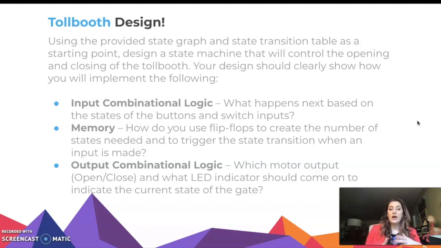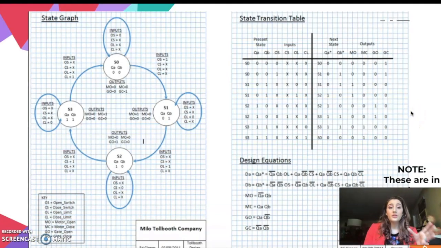Your memory, so how you use flip-flops to create the number of states needed and to trigger the state transition. And then your output combinational logic, so which motor output, open or closed, and what LED comes on at the end of your state. So here are the state graph and state transition table. These are also in the worksheet, so you don't have to keep the slide open. They are embedded in there. Again, these are starting points, so you need to use these to create your design.